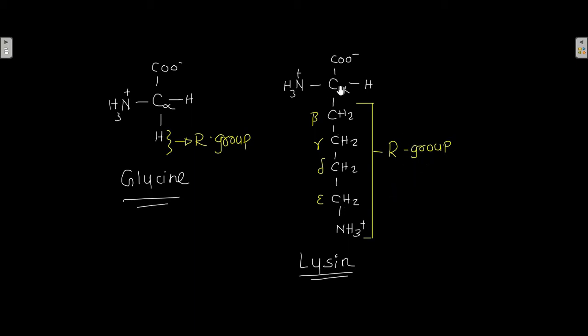And as you can see, this carbon is the alpha carbon, this carbon is the beta carbon, this carbon is the gamma carbon, this carbon is the delta carbon, and this carbon is the epsilon carbon. So that is how they are named. Okay, so this is the structure of lysine and this is the structure of glycine. And glycine is the simplest amino acid. I mean, you just have a hydrogen atom as the side chain.